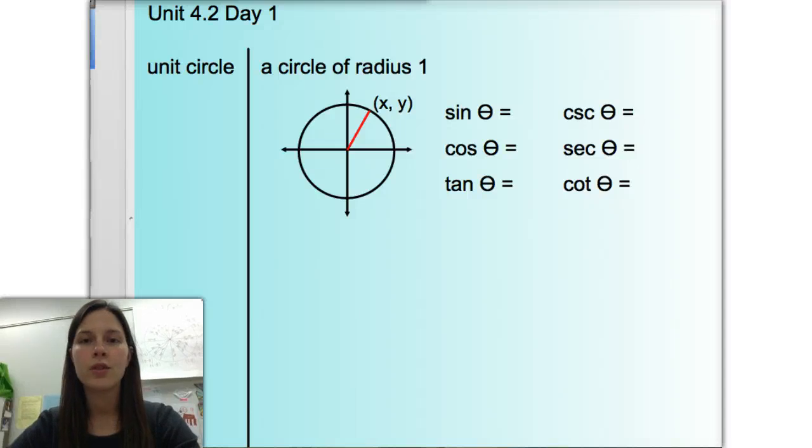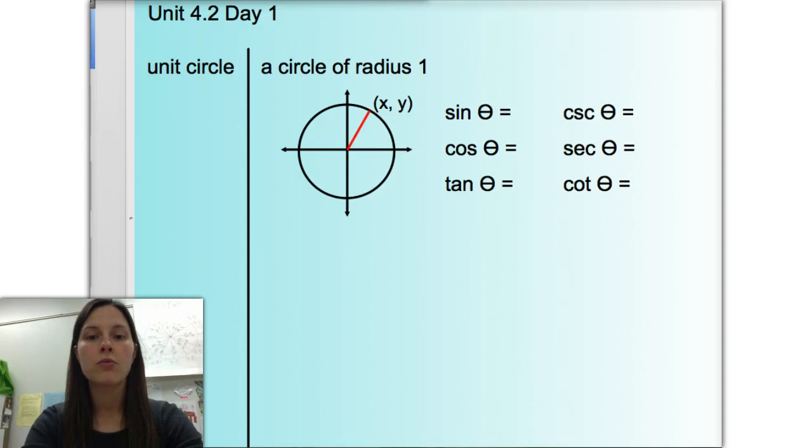Now we're getting into the unit circle, and we're going to see what the usefulness of the unit circle is. As mentioned, a unit circle is a circle with a radius of 1. We're going to take a look at a couple of points that are formed by the unit circle.